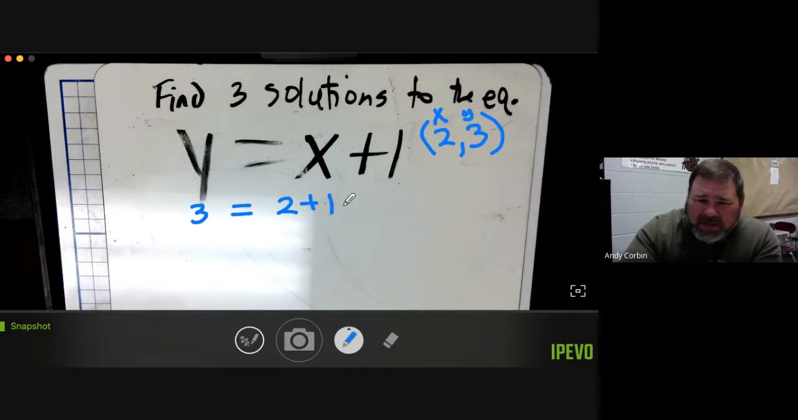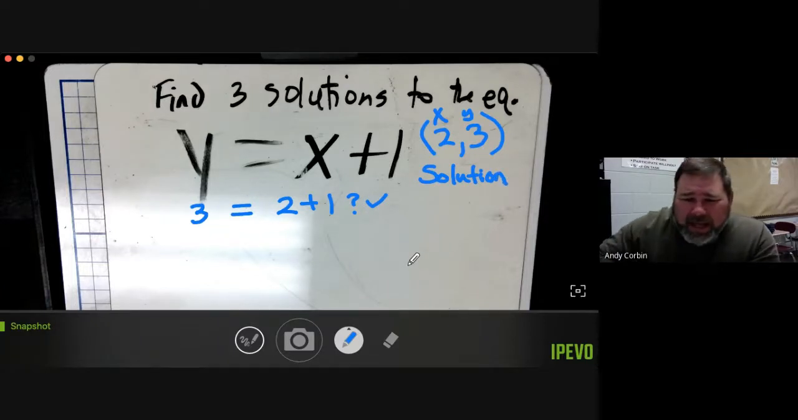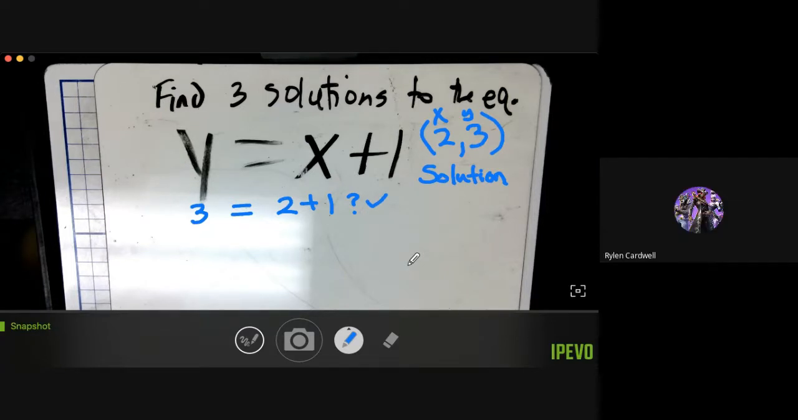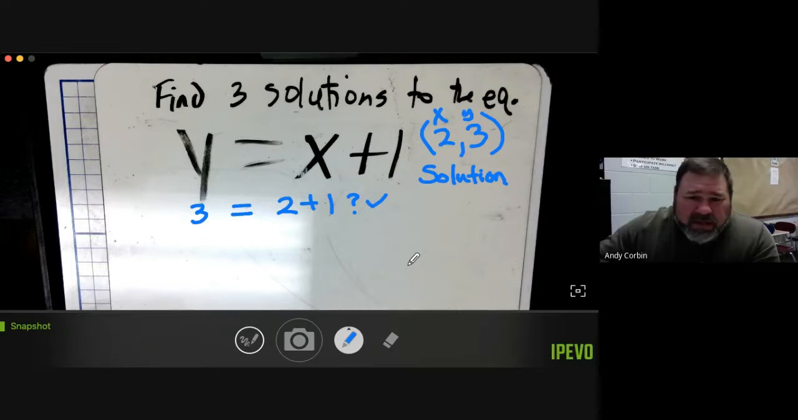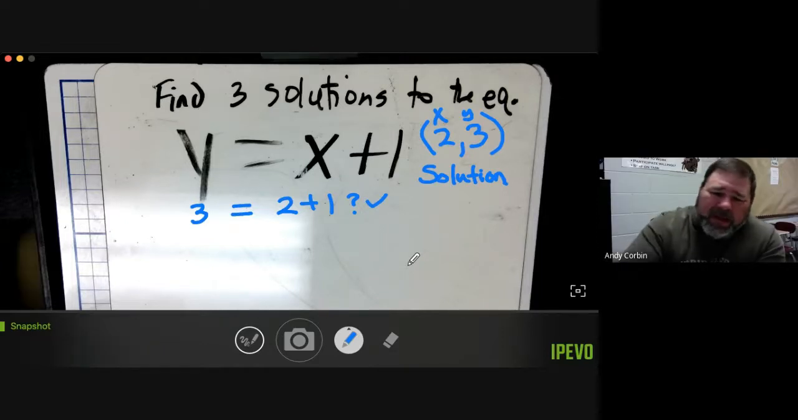So did this give me something that was true? Is that true? Yes. Yes, Yvonne. Good to see you. And so that's true. That tells me that this is a solution. Now, what if I had plugged that in and it had not given me something that was true? What does that tell me? It's not a solution. Yeah, it's real simple.